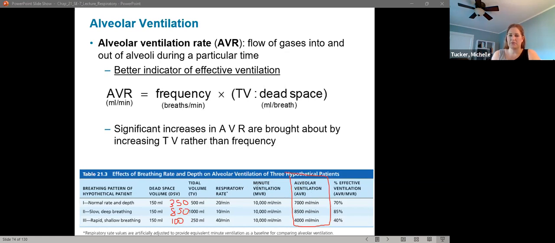And even though all three of these patterns produce the same amount of air going in and out over a minute, the amount of fresh, clean air is higher in slow, deep breathing, so that the alveoli have better ventilation. Okay, so slow, deep breathing provides the largest amount of alveolar ventilation rate. So how much fresh air is getting pushed into the alveoli per minute.